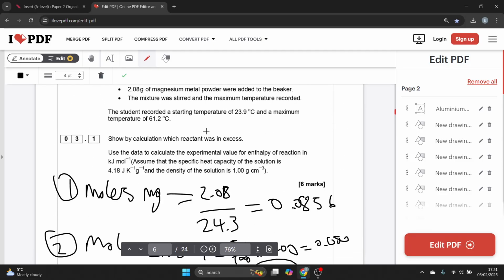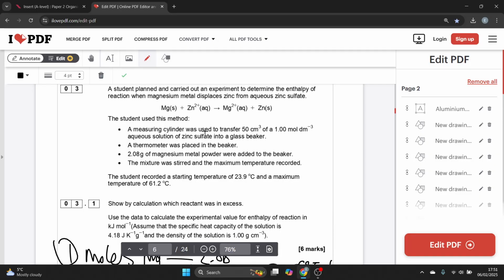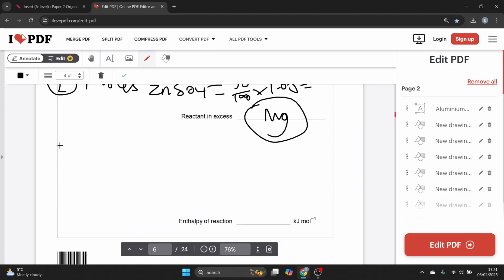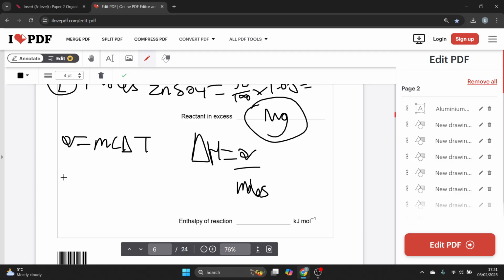And then it says use the data to calculate experimental value for enthalpy of reaction in kilojoules per mole to the power minus 1. And okay, this is going to be a lot different from what I'm expecting. So, enthalpy of reactions. First things first, Q equals mc delta T. Delta H is Q divided by moles. And that's what I'm trying to find. I'm trying to find enthalpy of reaction. So I need to find out Q first.